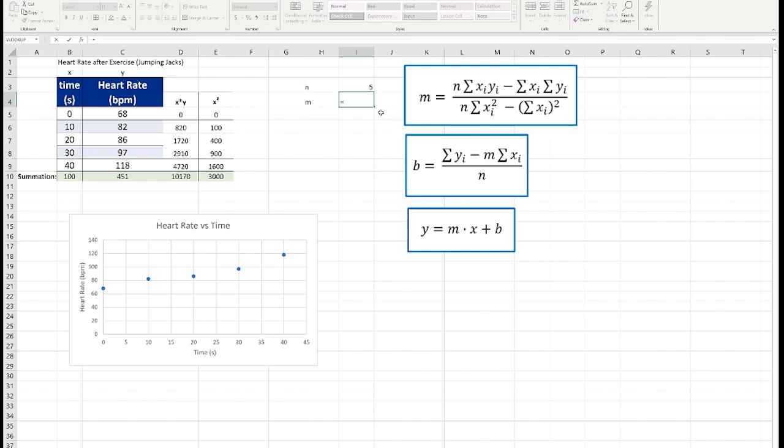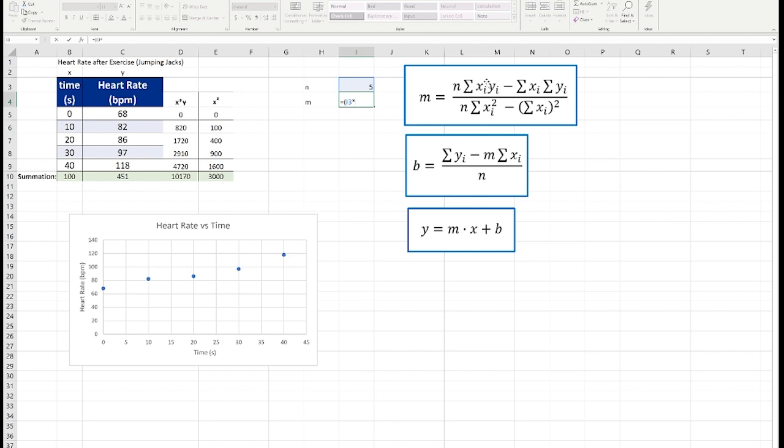And so what I want to do is I want to keep everything in my numerator. So I'm going to start with an open parentheses, and I'm going to put everything in my numerator in that parentheses. I'm starting with equals, open parentheses. I have n, so I'm going to click on the cell that has my n value, which is I3 for me. Then I'm going to multiply it by the summation of x times y.